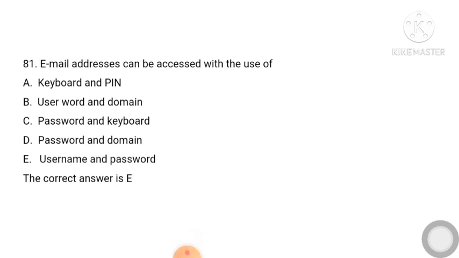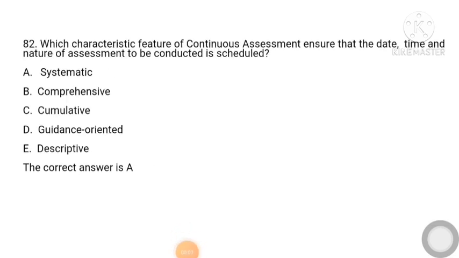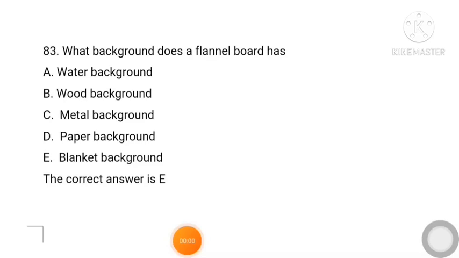81. Email addresses can be accessed with the use of username and password. The correct answer is E, username and password. 82. Which characteristic feature of continuous assessment ensures that the date, time and nature of assessment to be conducted is scheduled? A, systematic. The correct answer is A, systematic. 83. What background does a flannel board have? Blanket background. The correct answer is E, blanket background.